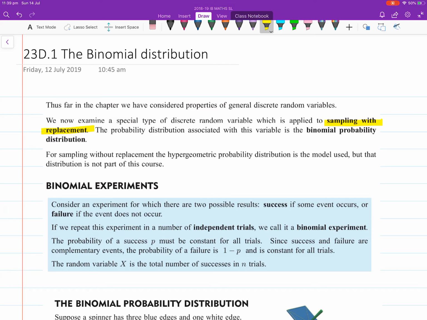When it is without replacement, it's something called the hypergeometric probability distribution model, but it's not part of our course, so don't worry about it. We're just going to do sampling with replacement, and this is related to binomial probability distribution, so it's helpful for when we want to look at that distribution as well.